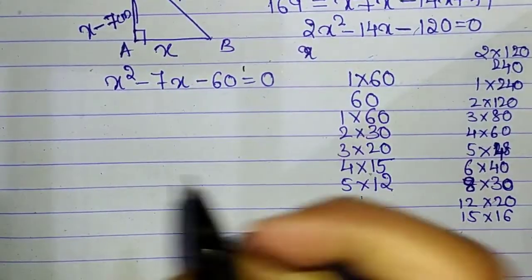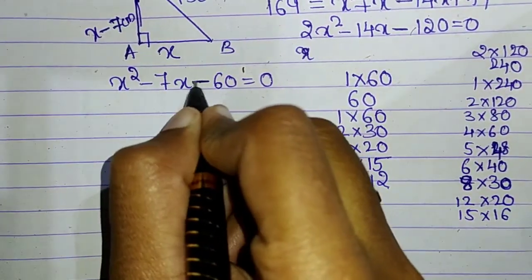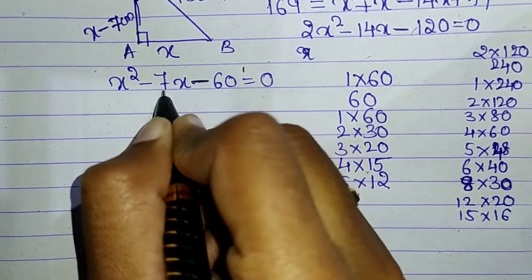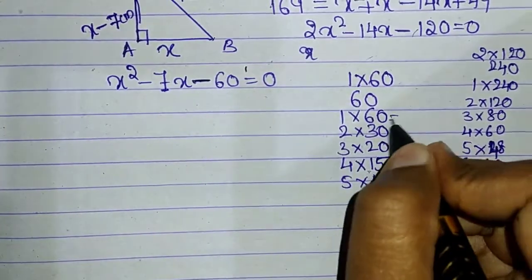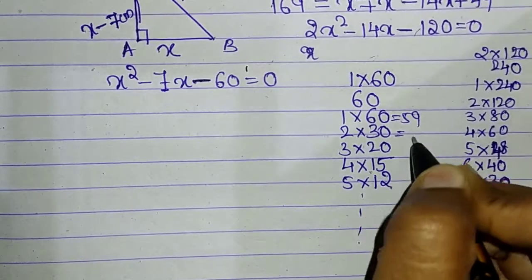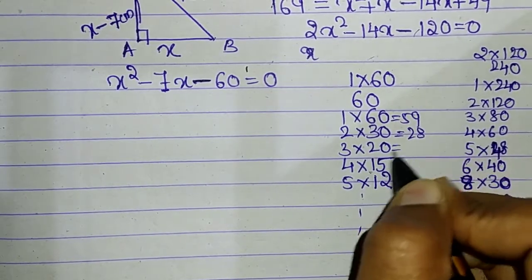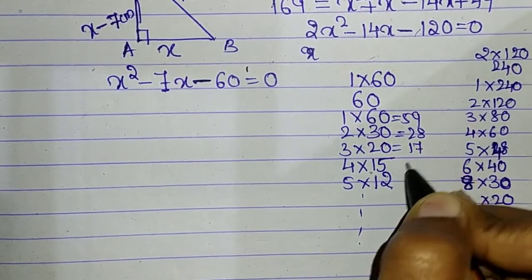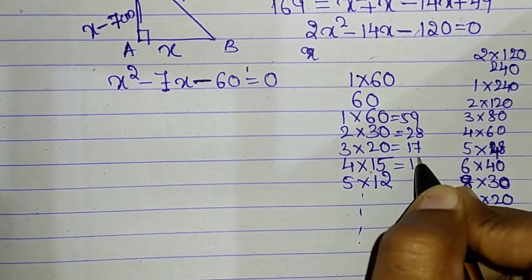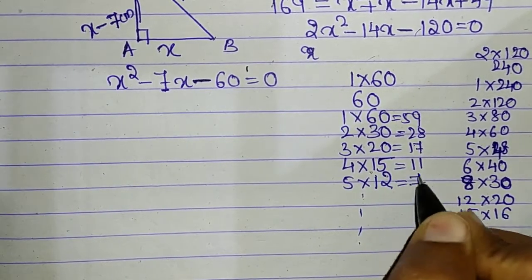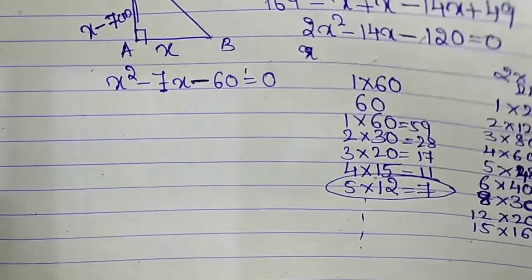Now here the sign is subtract. When we subtract the factors, we should get 7. So 60 minus 1 is 59, 30 minus 2 is 28, 20 minus 3 is 17, 15 minus 4 is 11, 12 minus 5 is 7. So this is our required factor.